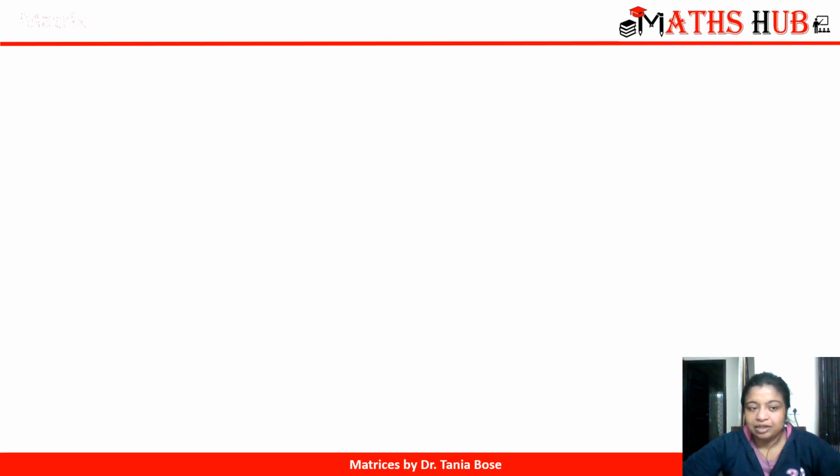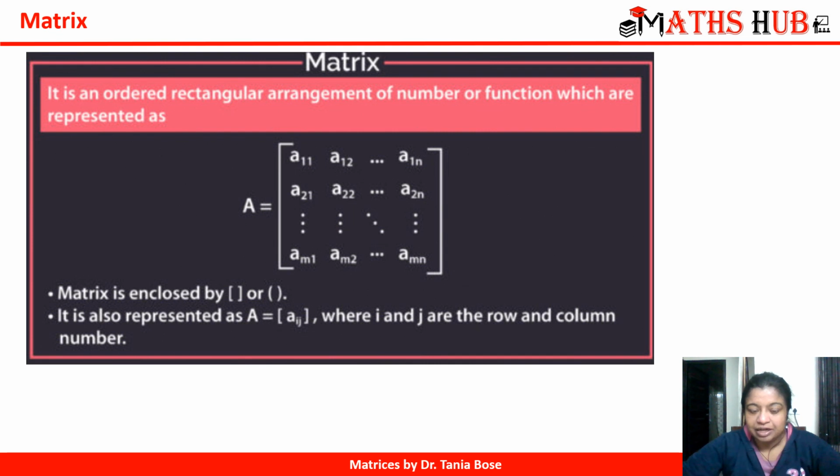So to begin with, what is a matrix? By a matrix, what do we know? It is just a representation of something in terms of rows and columns, right? So how do we represent a matrix? It's a rectangular arrangement of numbers or functions which are represented as.